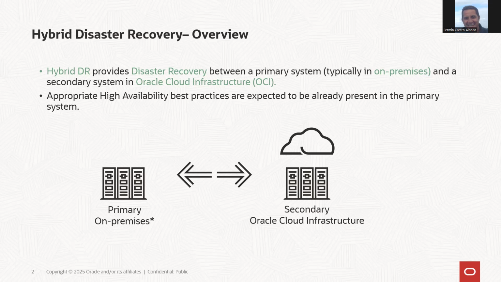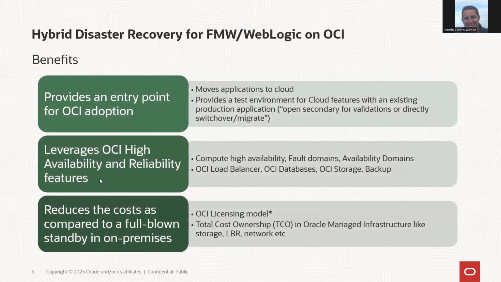OCI. The main benefit of the framework is that it provides an entry point to Oracle's cloud, meaning that it allows you to provide protection against disasters, but at the same time, it lets you test and verify that production workload in a secondary system. As you know, disaster protection for most WebLogic and Fusion Middleware systems is active-passive, meaning that the secondary side remains passive from the point of view of processing the primary workload and the production workload. But that doesn't mean that you cannot test and verify things in that secondary system.